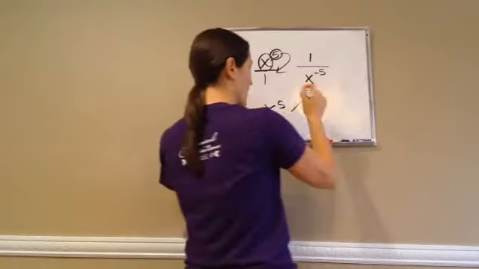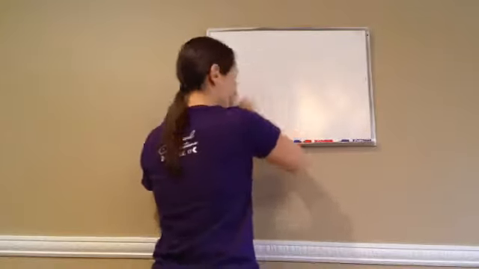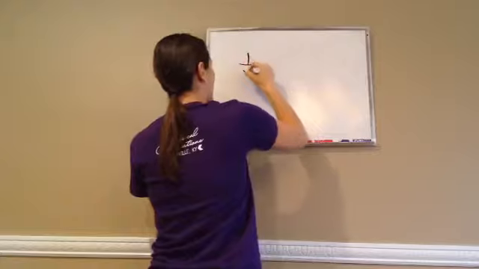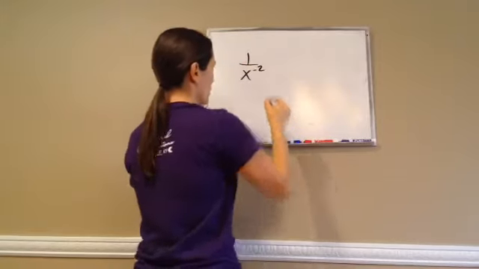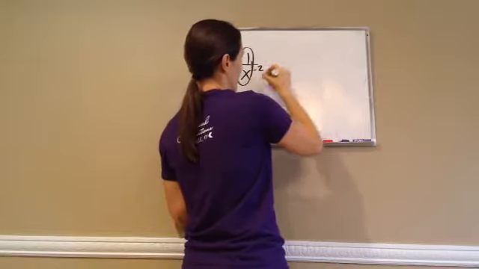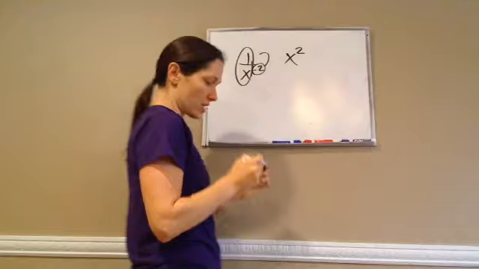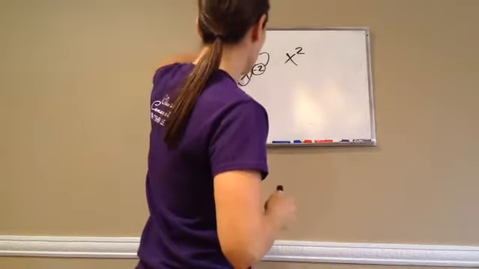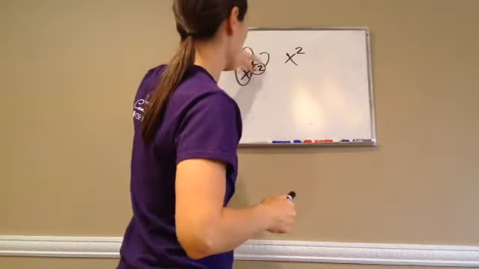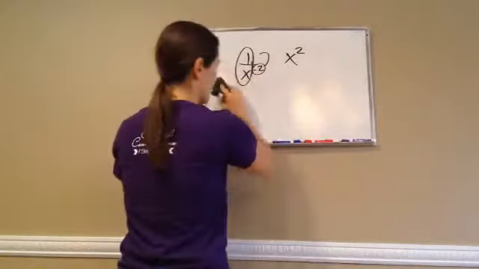Same thing if I had, for example, 1 over x to the negative 2. Because it's a negative 2 right here, we make it x, and the negative 2 becomes positive 2. You just do the reciprocal of that and change the negative 2 to 2. That's just a quick review.